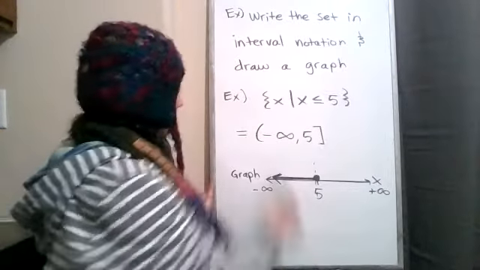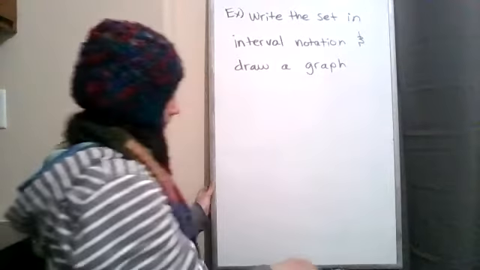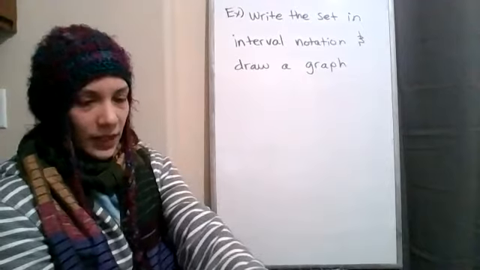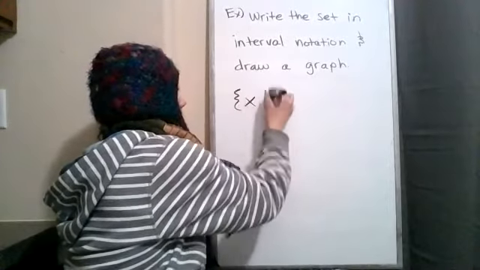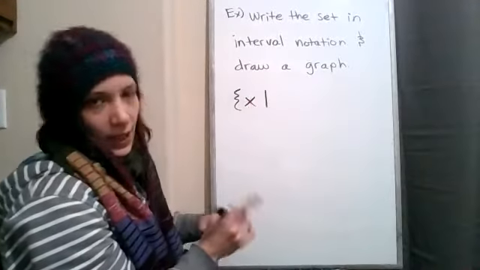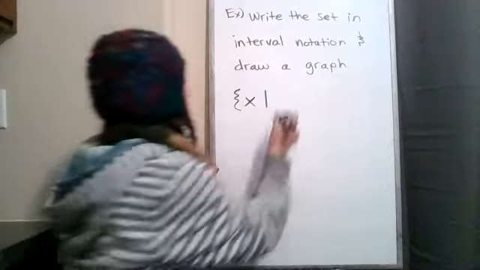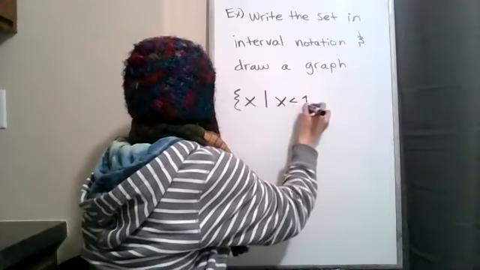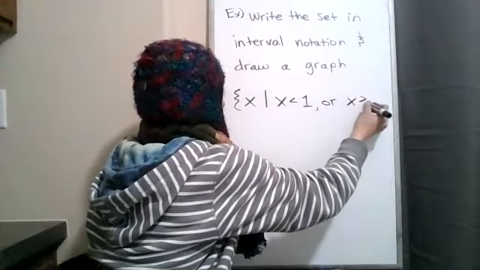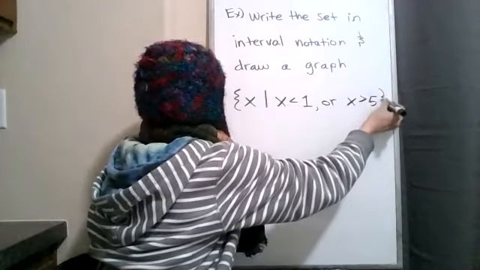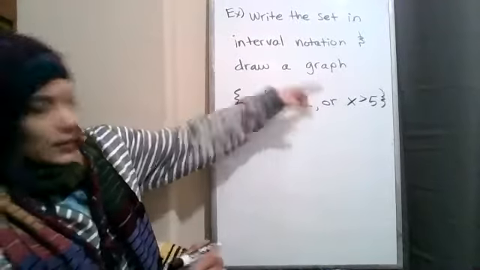Okay, so we're starting a new set. The set of x values such that x is less than 1 or x is greater than 5. And then close that set. I want to do the graph first.